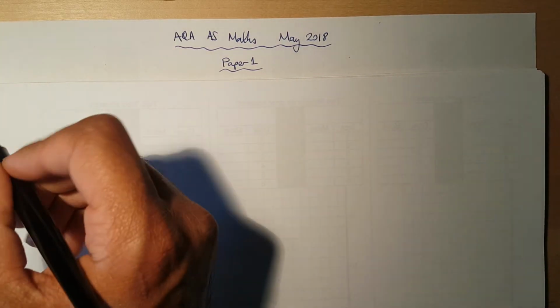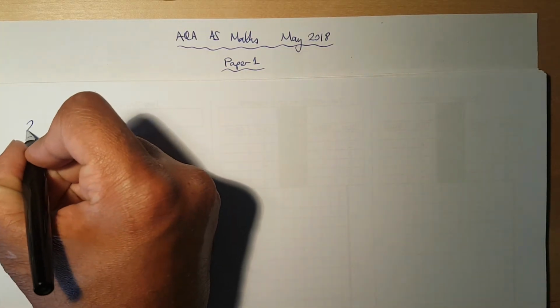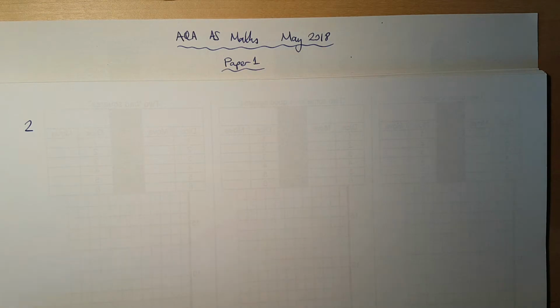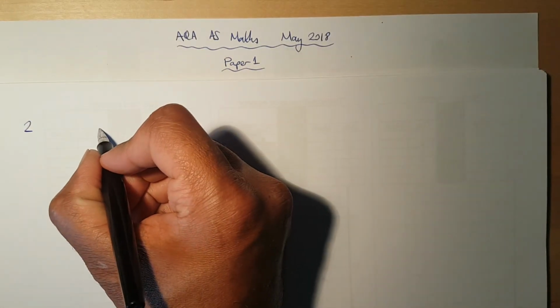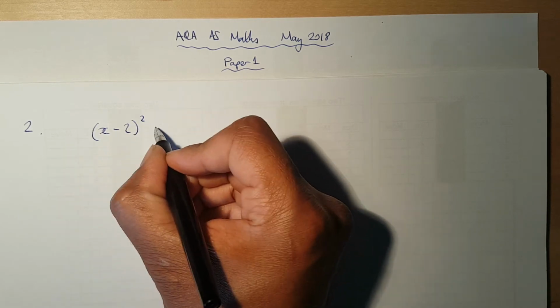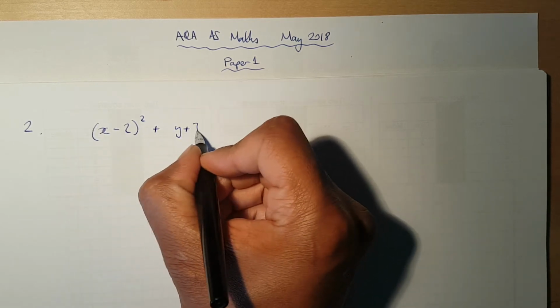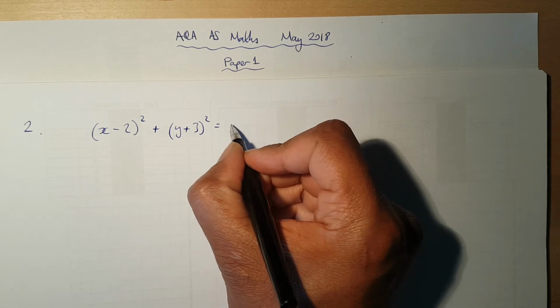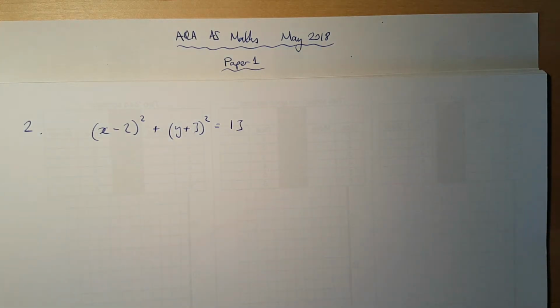We're on the AQA AS Maths May 2018, paper 1, and we're looking at question 2, which tells me that I have a circle that has equation (x − 2)² + (y + 3)² = 13. I'm told to find the gradient of the tangent to this circle at the origin. So that tells me straight away that it does touch the origin. Well, that's important to know.